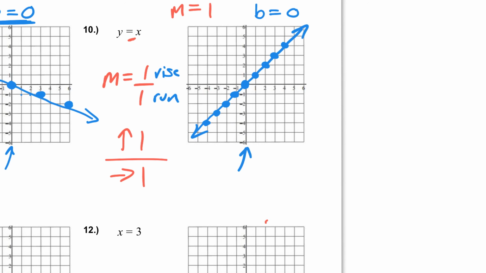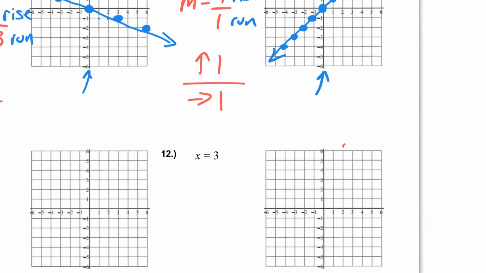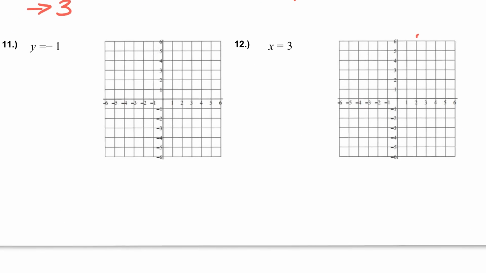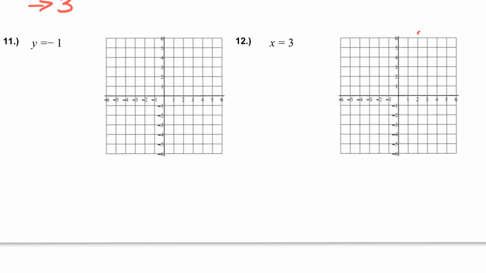Down here we have two special examples, and we talked about them a little bit when we talked about slope, and we've also graphed lines like this before, but let's go ahead and talk through them here anyways. So we have the equation y equals -1, and we want to identify the slope and the y-intercept, or b. Sorry, I'll write that as b just so we get used to seeing it.